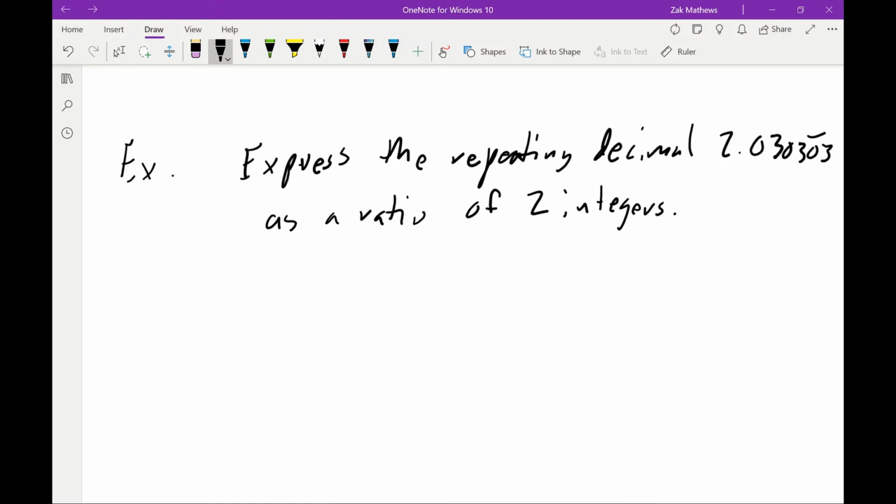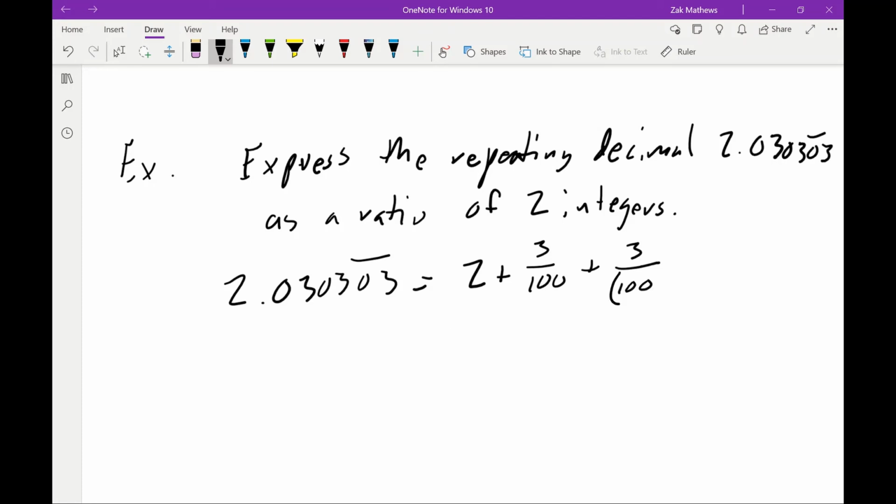All right, so this one doesn't look like a geometric series, but let's break this down. Let's really take a look at it. 2.030303 continued is really equal to 2 plus 3 over 100 plus 3 over 100 squared, because it's the next two decimal places, plus 3 over 100 cubed, because it's the next two decimal places.